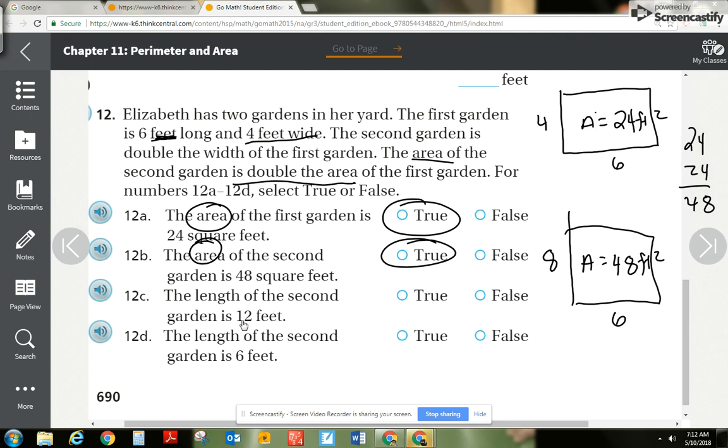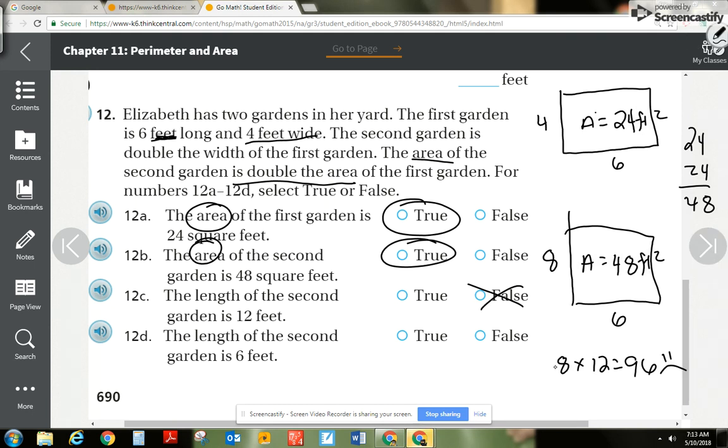The length of the second garden is 12 feet. Well, the length of the first garden was 6, and the length of the second garden is 6 also. So this is not true. If it was, it would be 8 times 12, which is 96. So that's not double 24.